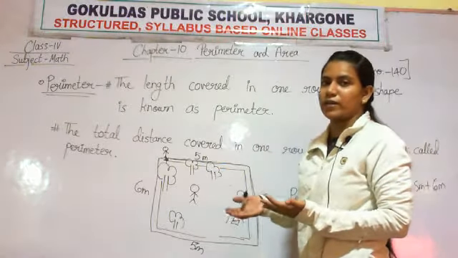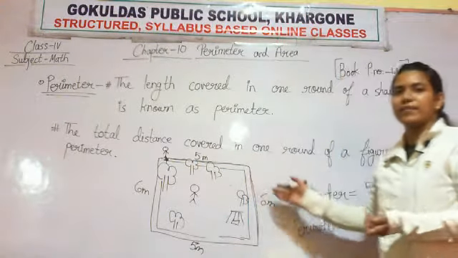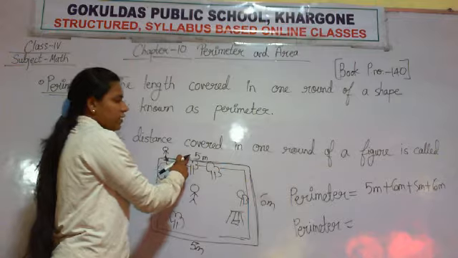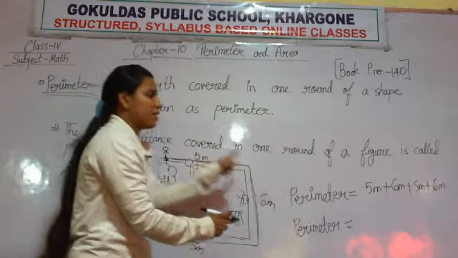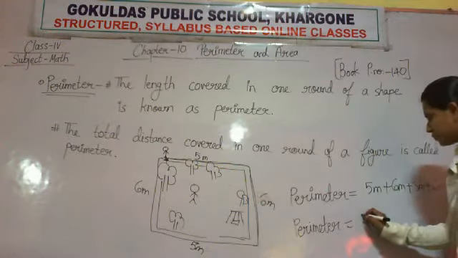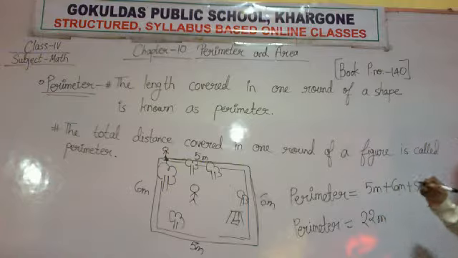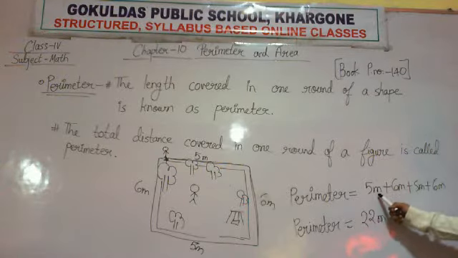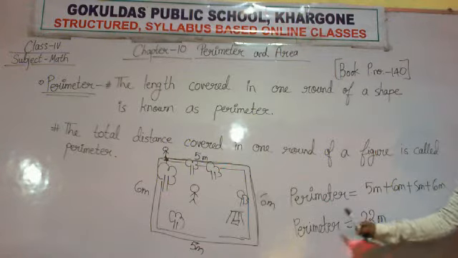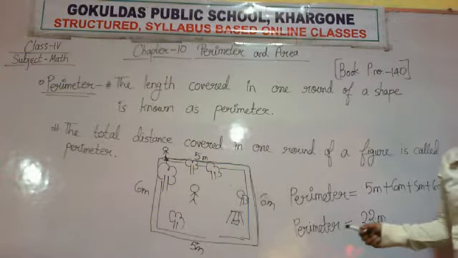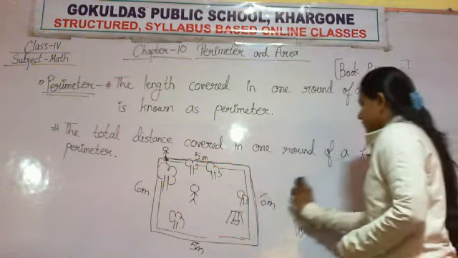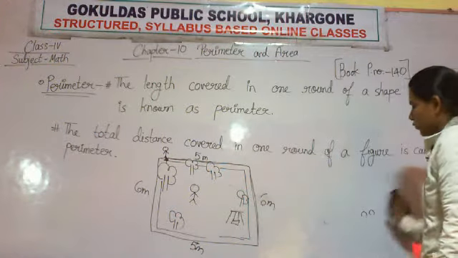To find the total, what we do? We add the numbers, right? We want to find the total distance along the boundary. So we will add all these lengths. 5 plus 5 is 10, 16, 16 plus 6 is 22 meter. Why I am writing meter here? Because our lengths are given in meter. So perimeter is 22 meter. So this is how we find the perimeter. It is just an example I have given to you.